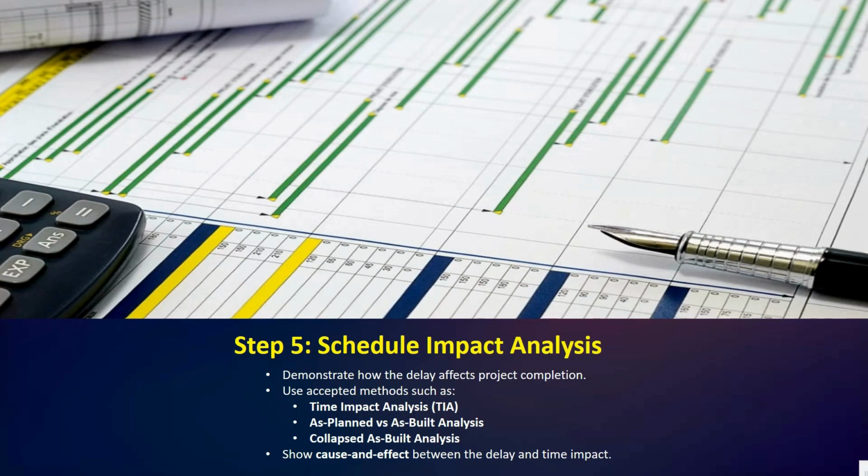Second, as planned versus as built: compare planned progress with actual progress to find differences or variances. Third, collapsed as built analysis: remove delays from the as built schedule to see what completion would have been without the delay. So, the goal is to prove cause and effect. It means you show that the identified delay directly caused a specific time impact on the project schedule. Visual presentation like Gantt charts or impact windows are highly effective here.